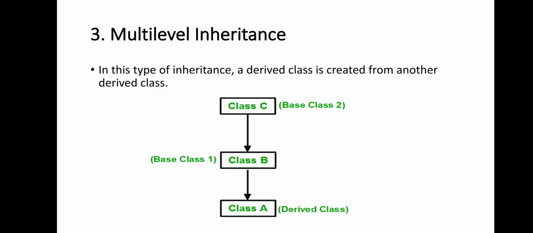Now the third one is multi-level inheritance. In this type of inheritance, a derived class can be created from another derived class. This series can move further. For example, in this figure, class C is a parent class and class B is a derived class. So class B, which is a derived class, can also derive another class, that is class A, and this series can move further.